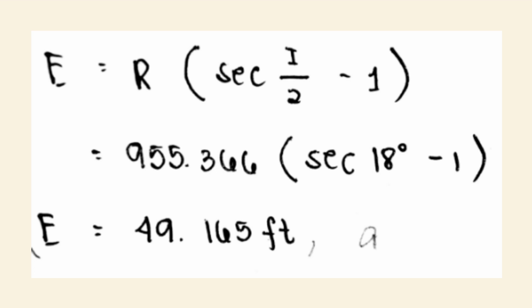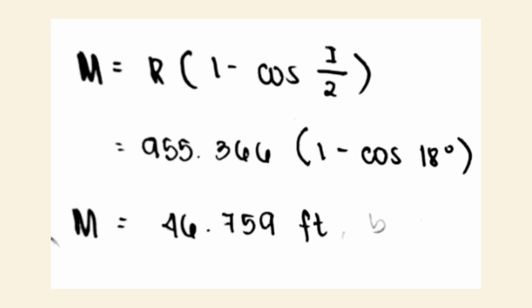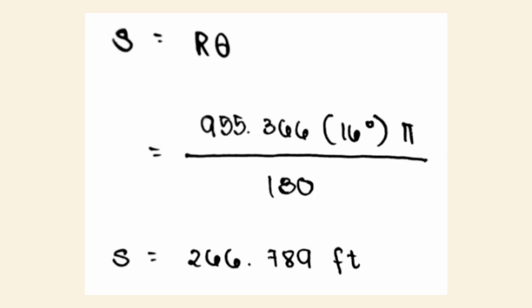E is equal to R multiplied by secant I over 2 minus 1. It is equal to 955.366 multiplied by secant 18 degrees minus 1. So E is equal to 49.165 feet. Our middle ordinate, or M, is R multiplied by 1 minus cosine I over 2. It is equal to 955.366 multiplied by 1 minus cosine 18 degrees. Thus, M is equal to 46.759 feet.